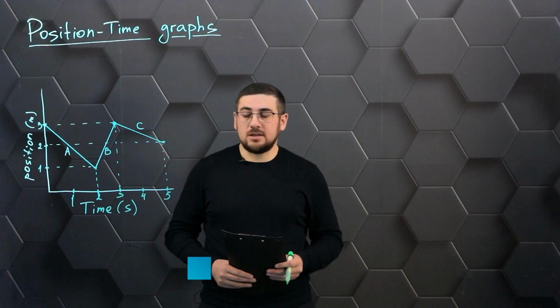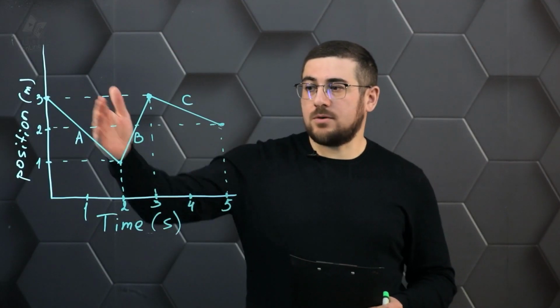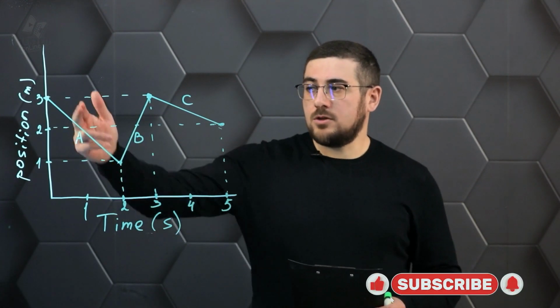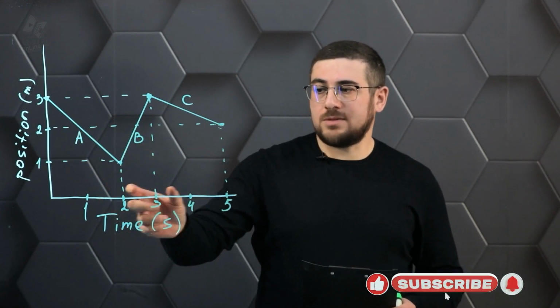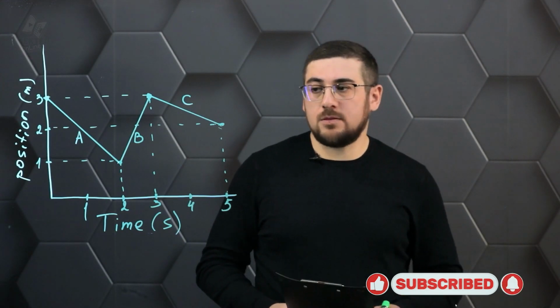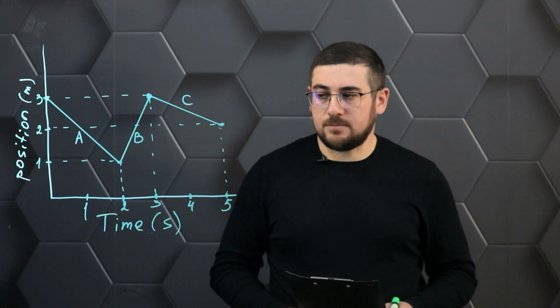Hello, today we have a practical lesson on graphical representation of motion. The figure shows a graph of motion of some body, and we see how this body moves, what positions it passes through, and in what time this position changes. Let us answer the following questions.